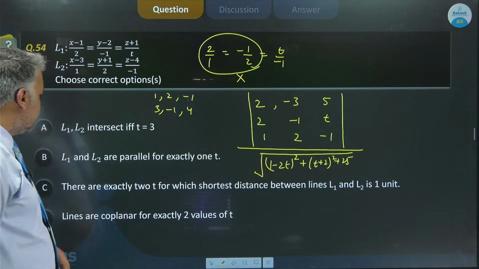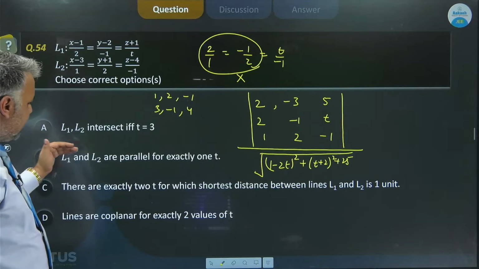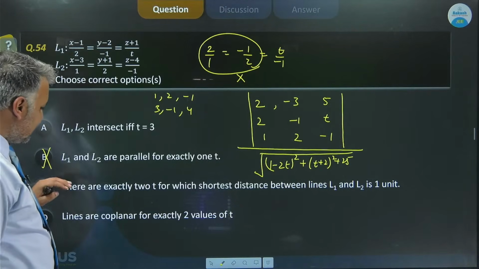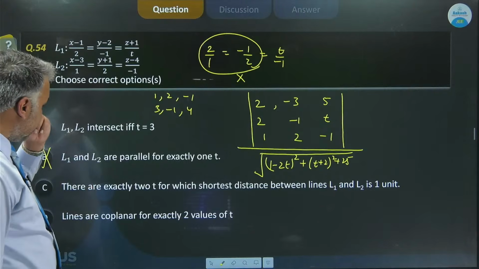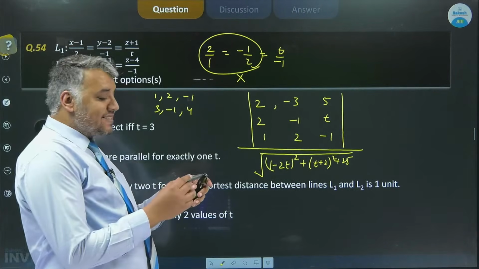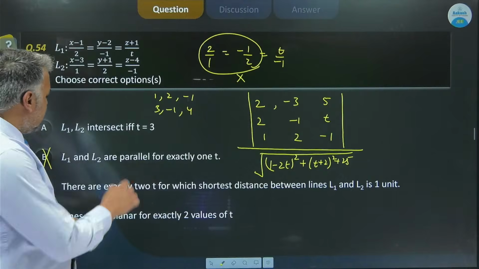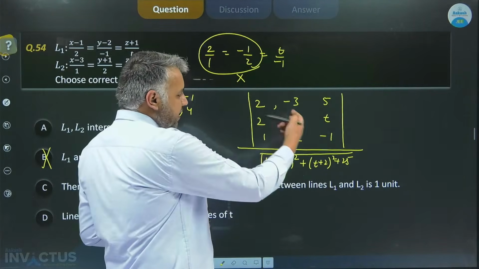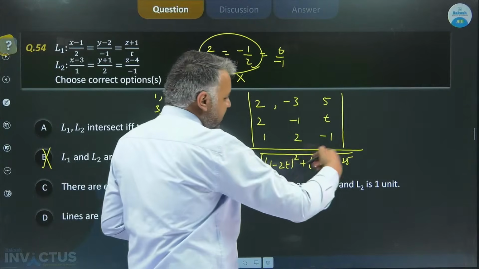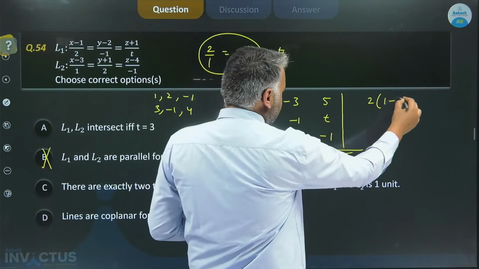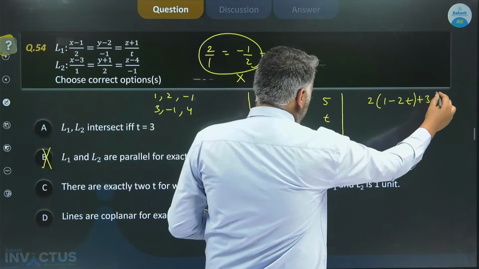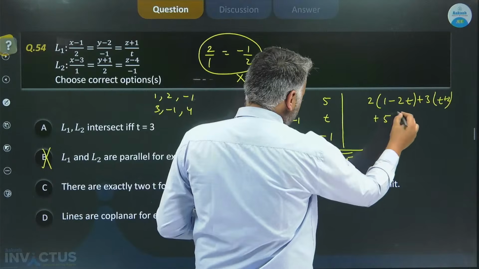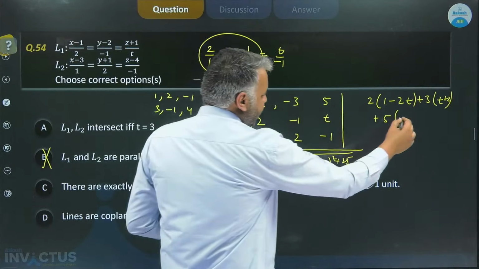Lines are not parallel. So if we are saying that lines L1 and L2 are parallel, this is an incorrect option. Lines are coplanar or shortest distance, okay. Lines can be coplanar if they intersect, okay. So the lines will be intersecting when this shortest distance is 0. If I make this determinant 0, this will be 2 into (1 minus 2t) plus 3 into (t plus 2) and plus 5 into, this is 5.